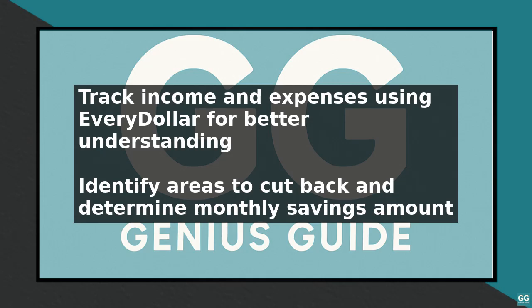Next, track your income and expenses using EveryDollar to understand where your money is going. Identify areas where you can cut back. Make a list of all your necessary expenses such as rent, utilities, and groceries, and then subtract these from your total income to determine how much you can afford to save each month.